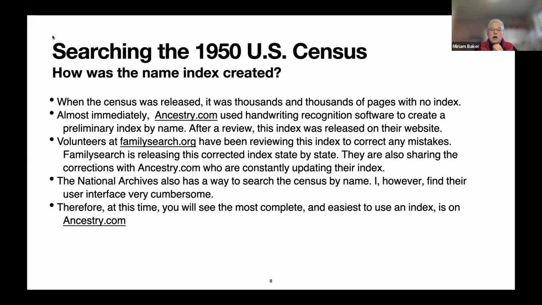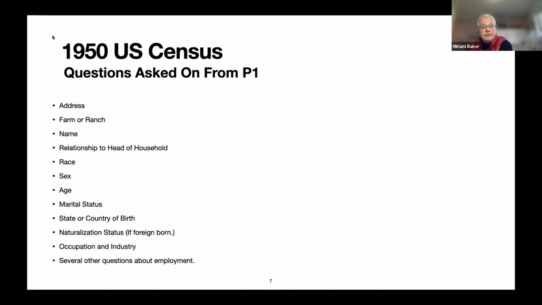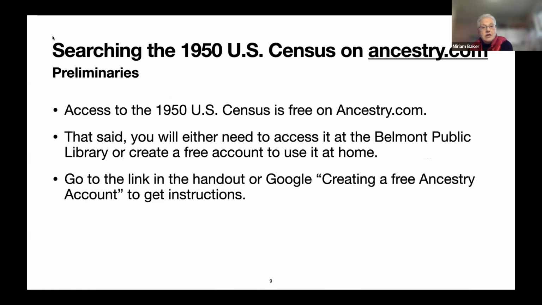And the National Archive also has a way to search the census, but their user interface is not very good, and I would not recommend going there. At this time, you'll see the most complete and easiest to use index on Ancestry.